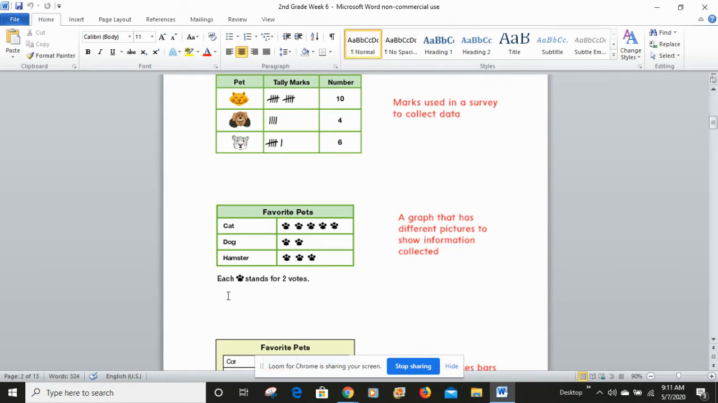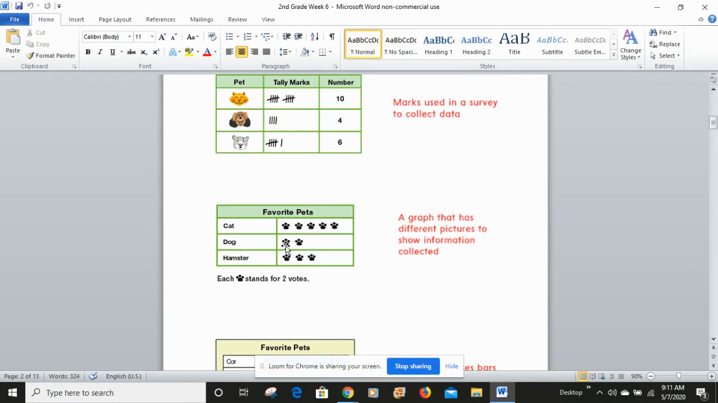Then that's when you look at the key. And the key for the graph tells you how to count up the pictures in the graph. So for this one, it says each paw print stands for 2 votes. So it's telling you count by 2s, not by 1s. So if I go up to the cat and I start counting by 2s, 2, 4, 6, 8, 10, I do end up with the same total as I have in my tally chart. It just kind of saves some time and maybe a little less work drawing 5 paw prints rather than 10 paw prints. So they made a key that stands for, each print stands for 2.